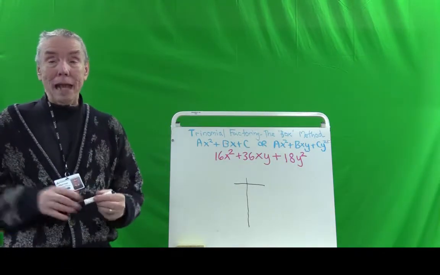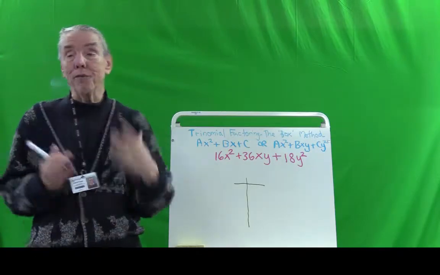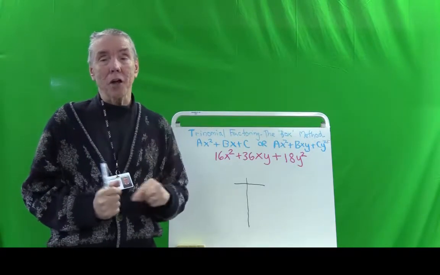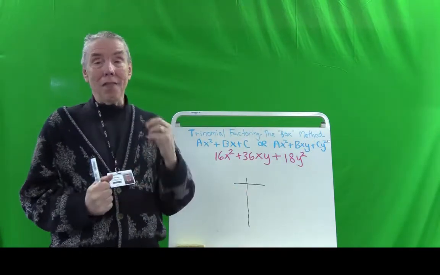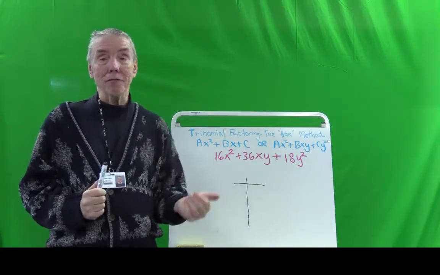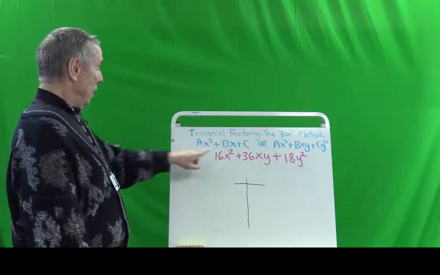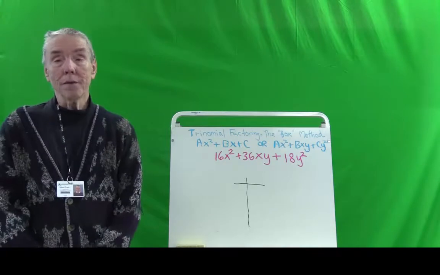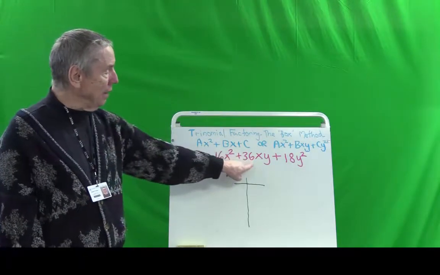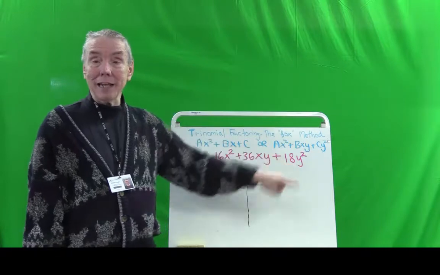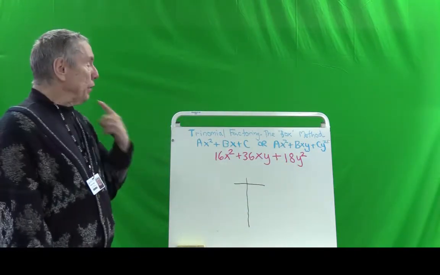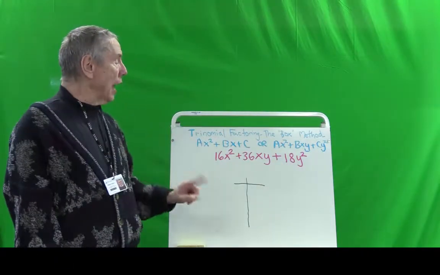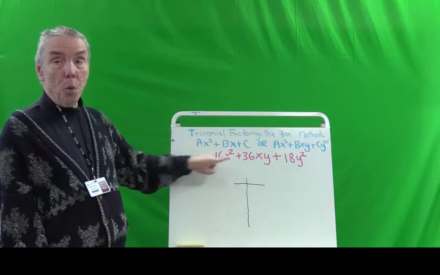So I need to be able to set up my box, but before I do that, it's very important that I do what we actually studied in a previous section, and that is factor out the GCF, or the greatest common factor. The greatest common factor of this polynomial would be 2, because 2 divides 16 and 36 and 18 evenly. We don't have a common x because there's no x there. We do not have a common y because there's no y there.